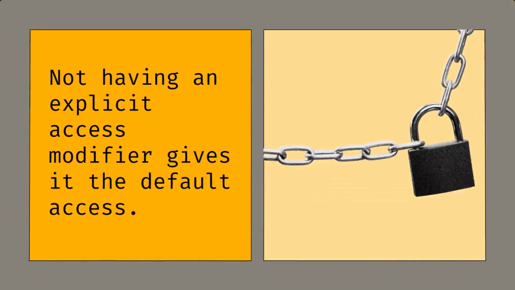So our package private access modifier, the default access modifier, is used to control the visibility and accessibility of a class member. When there is no explicit access modifier, it gives the default access, which means that it can be accessed from within the same package.